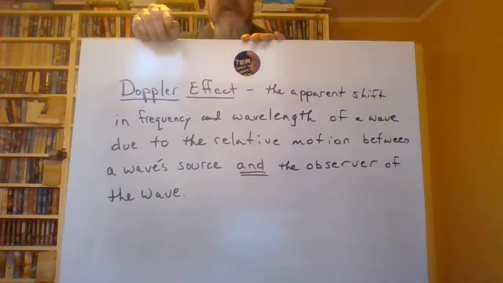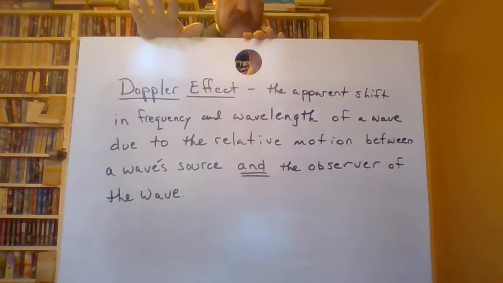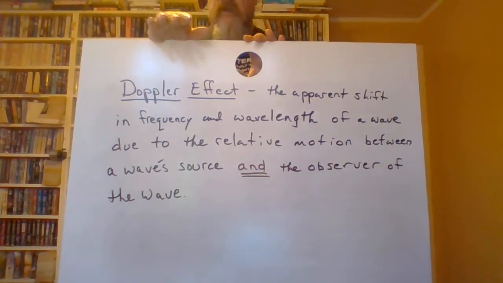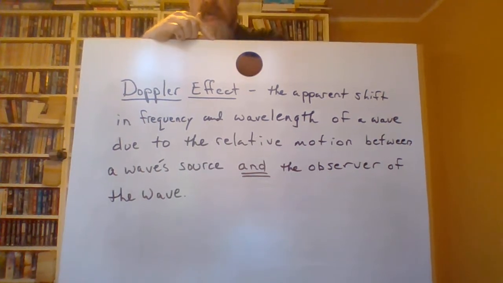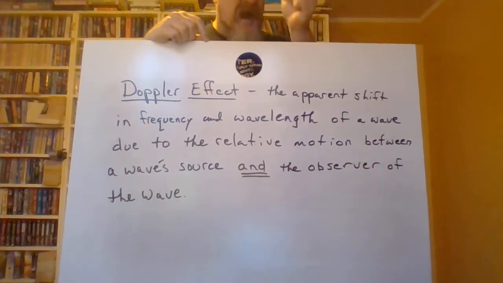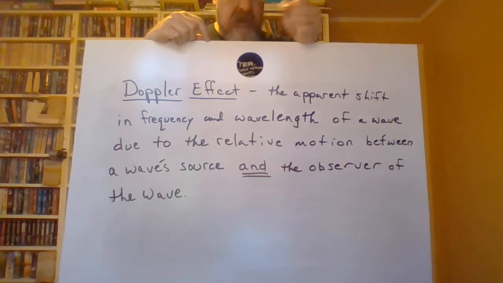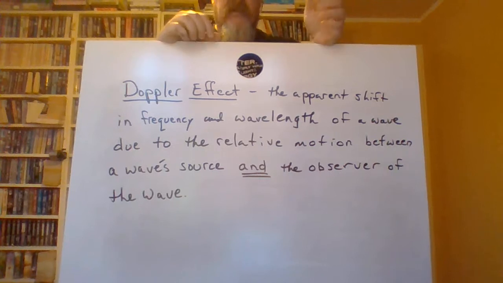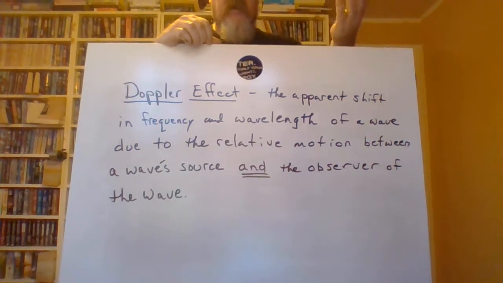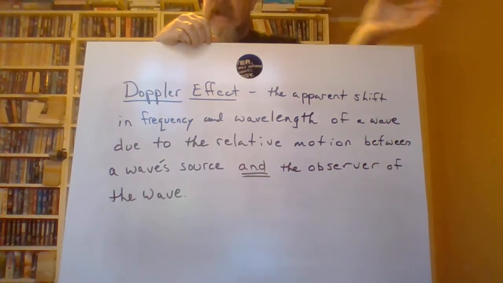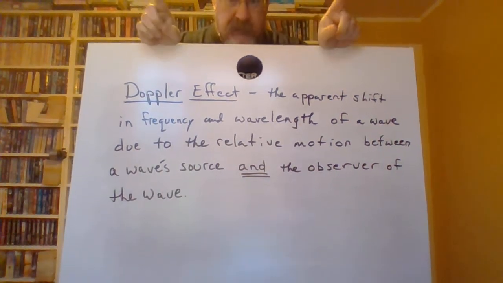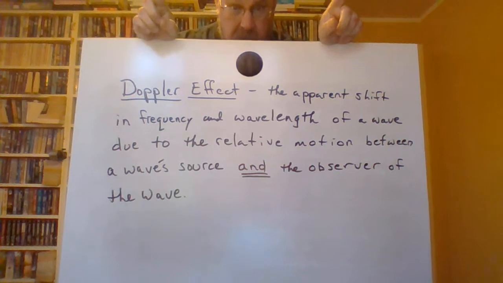Now, anybody who's a NASCAR fan has experienced the Doppler effect. The cars coming towards you on the racetrack have a higher pitch engine sound than as they go by, and there's that characteristic sound. The pitch is higher as it comes towards you. It's lower as it moves away. We're not talking about loudness here.